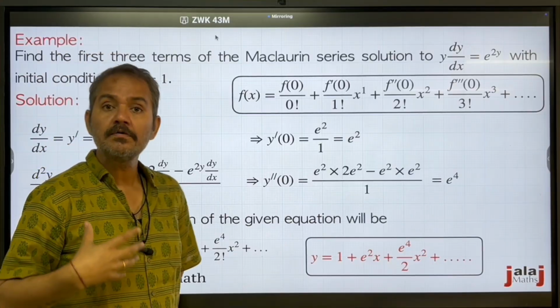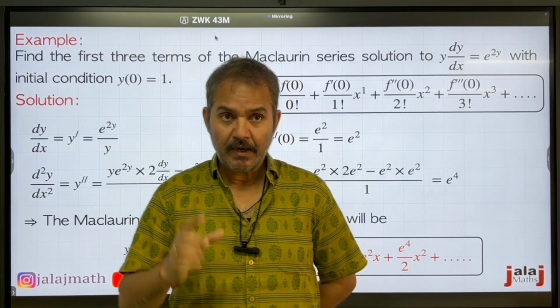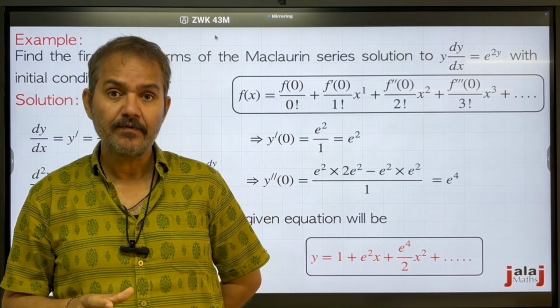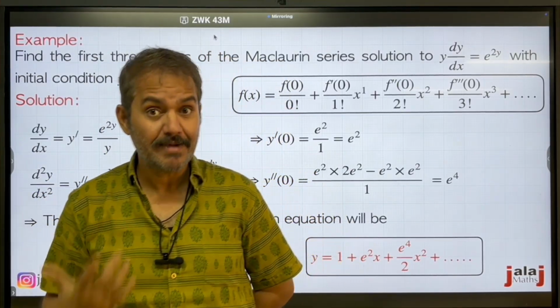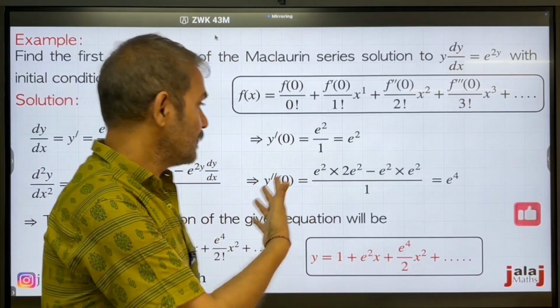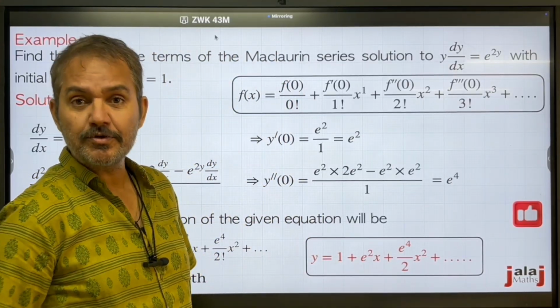So this is how you express the solution of any differential equation where x is equal to 0 is an ordinary point in terms of a Maclaurin series. So I hope this explanation was useful.